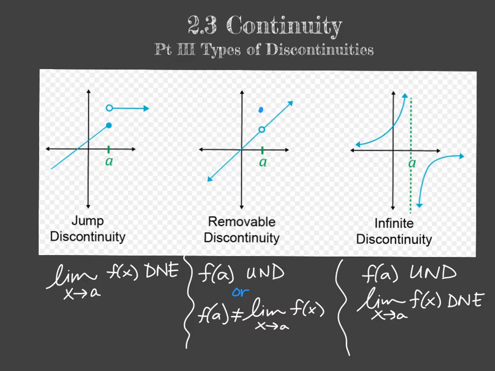So these are the three types of discontinuities, and we can see that the removable discontinuity is the easiest to fix because the limit exists, but our point just might not equal it, or our point might not be defined. So a removable discontinuity is the easiest to remove to make our function continuous. With jump and infinite, it's very hard to fix those to make those continuous.